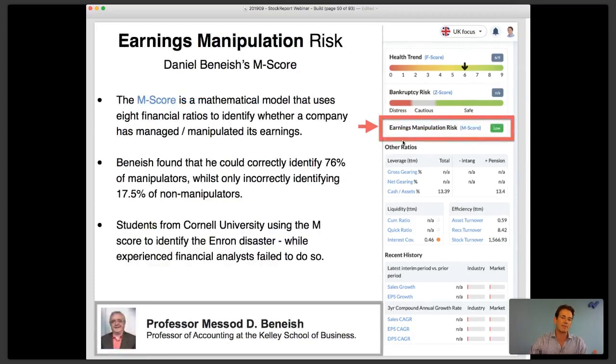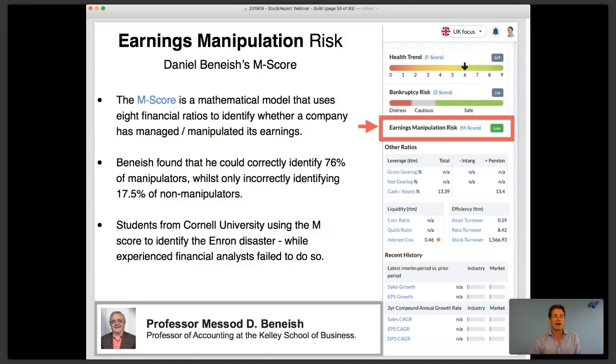Next one is the earnings manipulation risk. And I keep getting more excited as I go through this, but I absolutely love this indicator. The M-score is created by Messrs. Daniel Beneish, another professor, and this is a very celebrated paper he wrote on this. It really is a mathematical model that uses 8 ratios to identify whether a company has managed or manipulated its earnings. And this is what is really powerful, because he found he could correctly identify 76% of manipulators with this score, but only incorrectly identify 17.5% of non-manipulators.